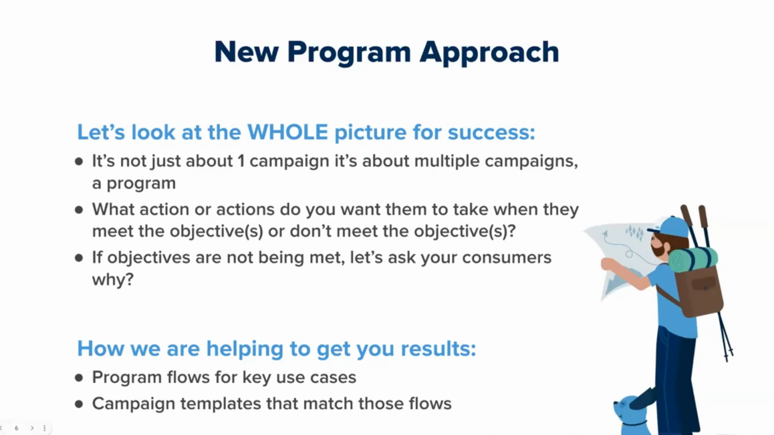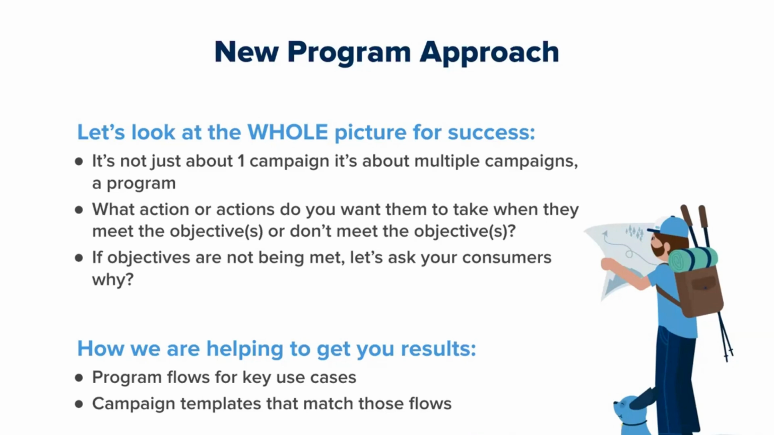And some of the things that we have talked about is what action or actions do you want contacts to take when they do or do not meet the objectives that you're trying to get them to meet or take. And if objectives are not being met by the end, let's ask the consumers why they're not being taken. These things are so important. A program is really looking at, again, those multiple campaigns that create a full picture for success. When we look at how we're helping to get those results, we are creating those program flows for you for key use cases and creating the campaign templates that match those flows.